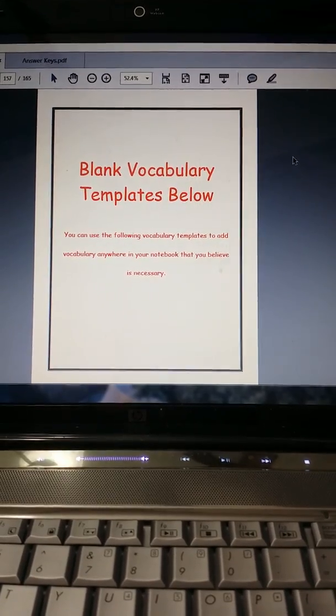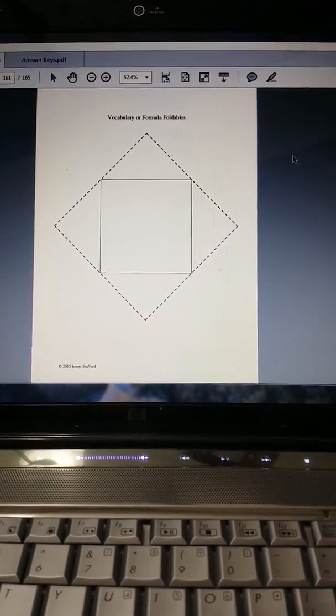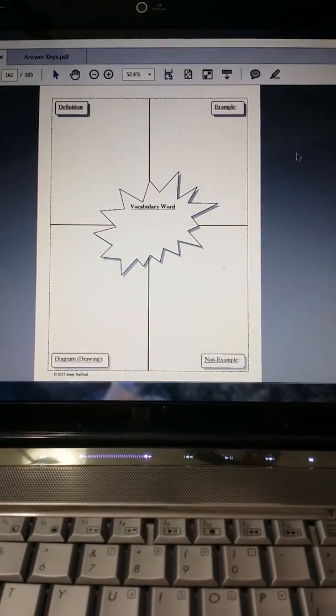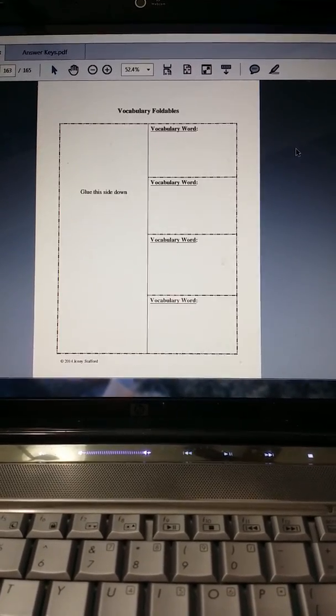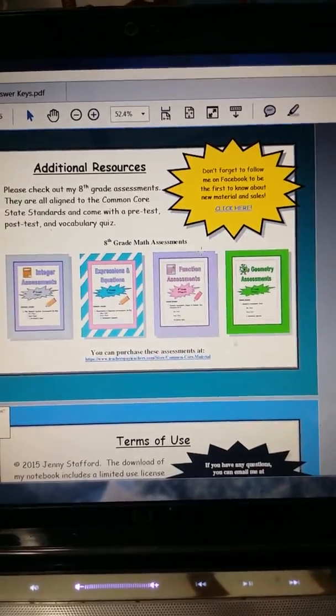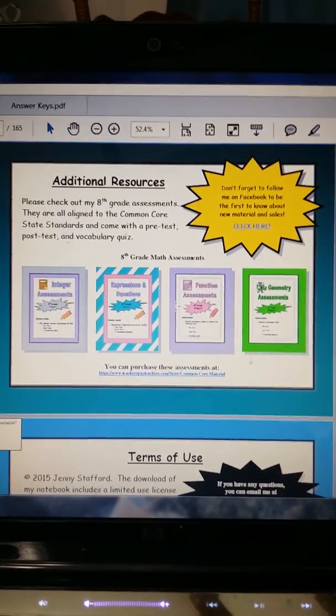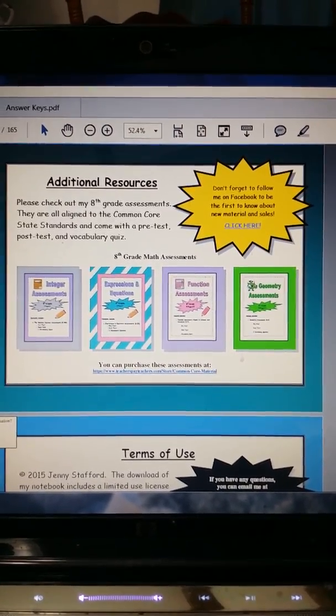And then I have some blank templates. You can use these for anything that you feel that I have missed. So there's some different foldables. Okay, and the test that I was talking about, here's some different tests that I have. Each of these have pre-tests, post-tests, and vocabulary quizzes.